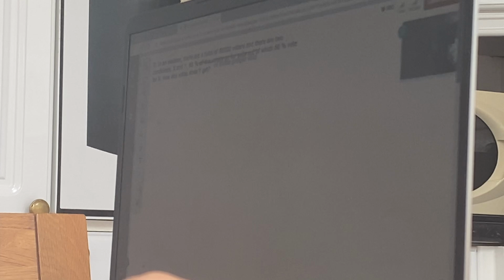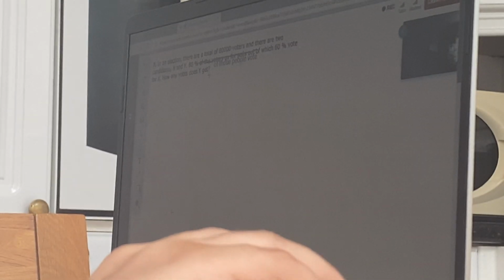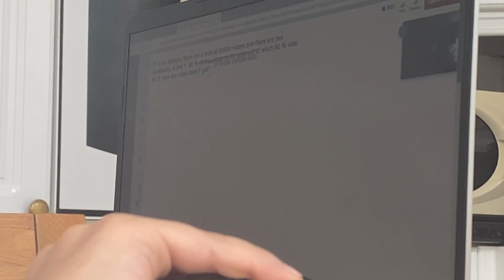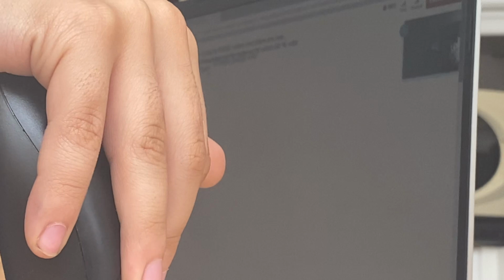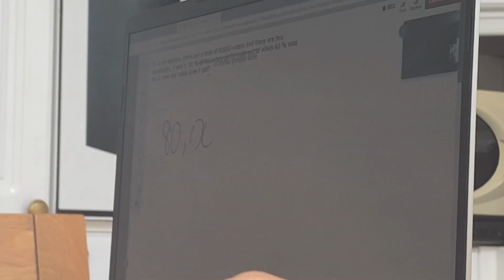So 60 people voted for... We need to find 60% of 8... not 60% of 80,000. How many people voted? We need to find 40%... of what number? Of 80,000? Not of 80,000. So 80,000 is the total number of people who could have voted.